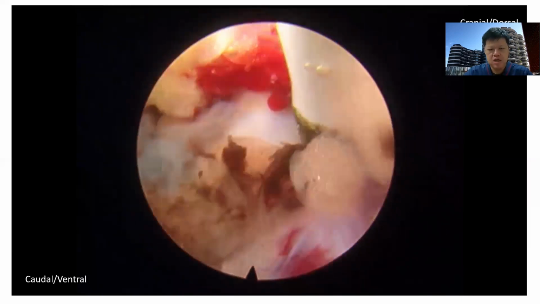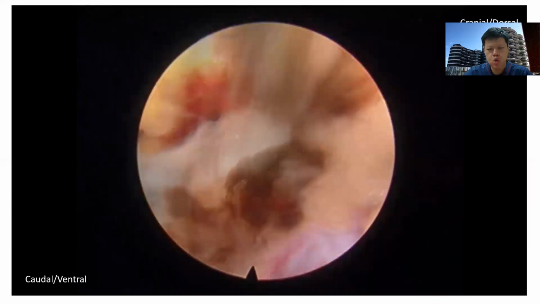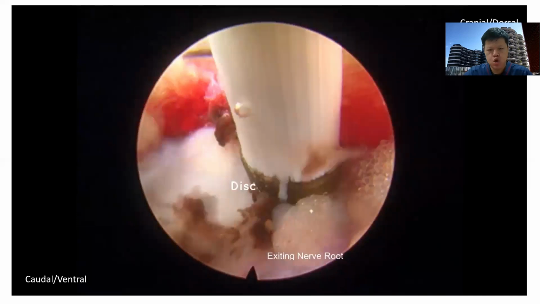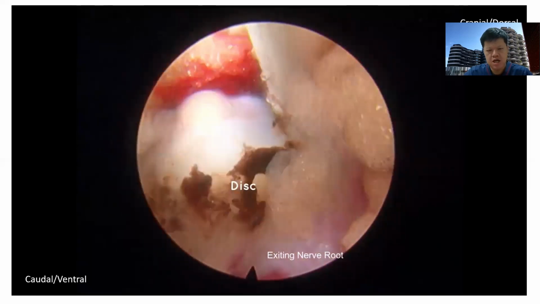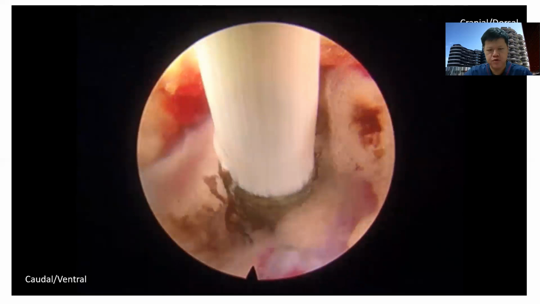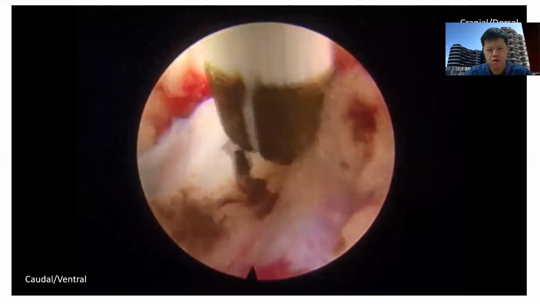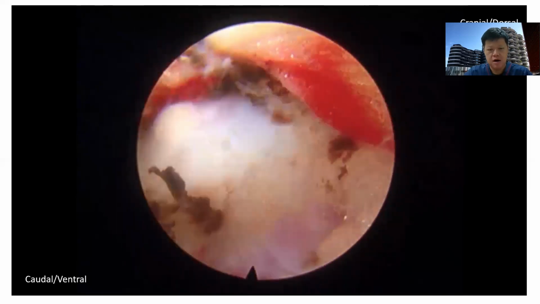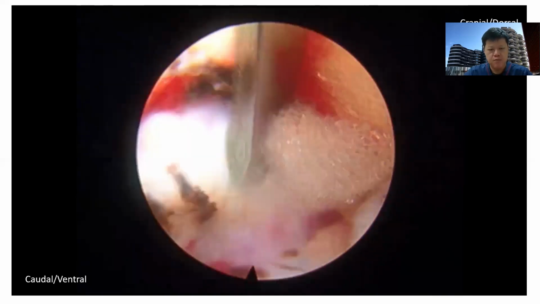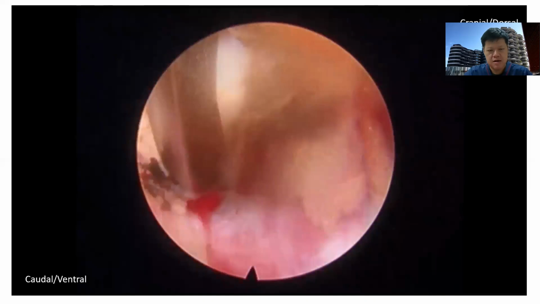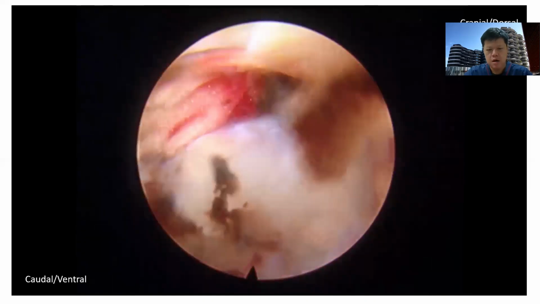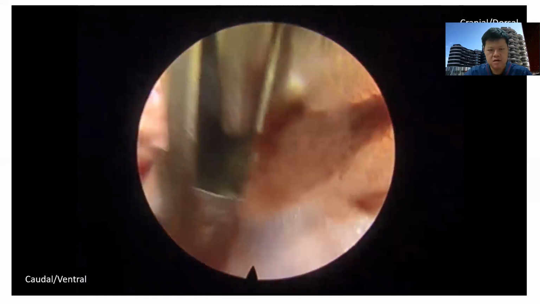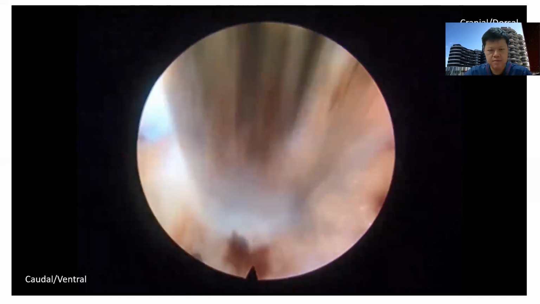The nerve root is really closely adherent to the foraminal disc, so I use radiofrequency ablation to release the adhesion between the disc and the nerve root. This patient, mind you, had a nerve root block before, so adhesion can be common after a nerve root block. We use the probe and gently lift the exiting nerve root away from the right L5S1 foraminal disc, and then we perform a discectomy.